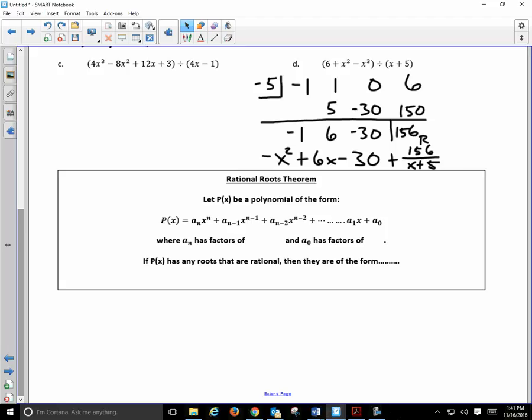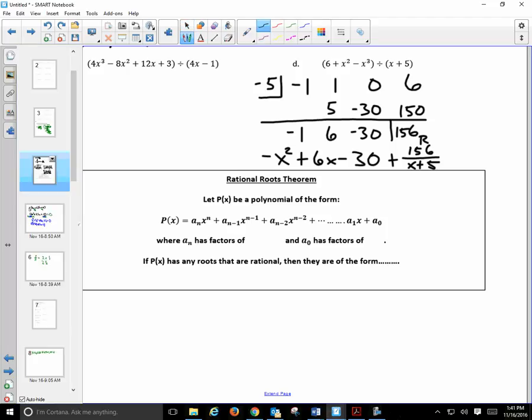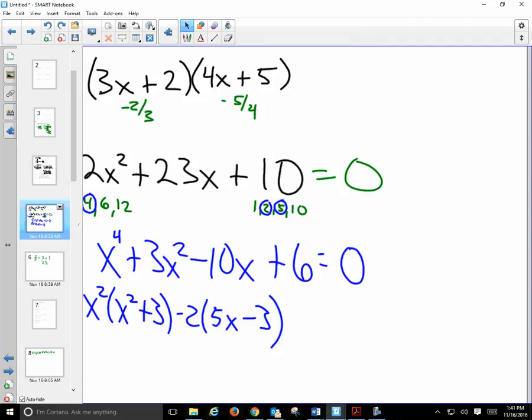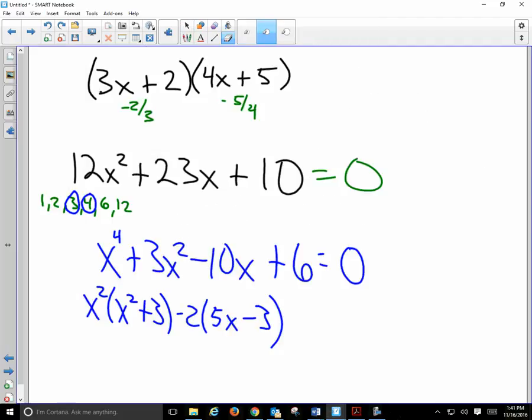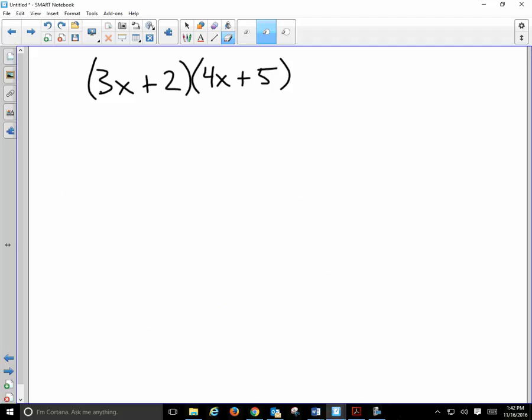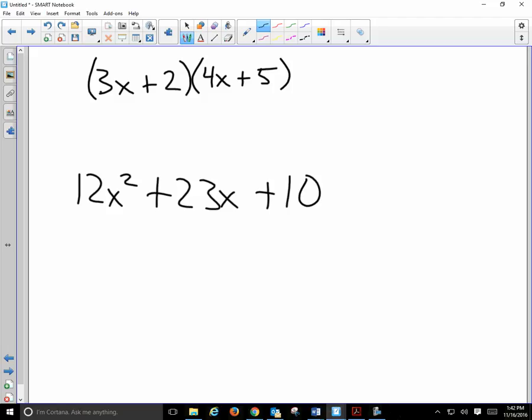But the rational roots theorem, I think, is one of the coolest things that we have in mathematics, especially in algebra, at least. It's really awesome. So as you look at this factored two binomials here, I'm going to multiply it out. And what do I get? 12x squared, 23x. Great. So if I were to set that equal to 0 and I wanted to solve it, we know how to factor that, right?